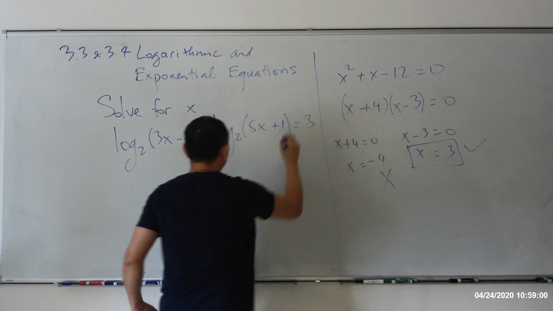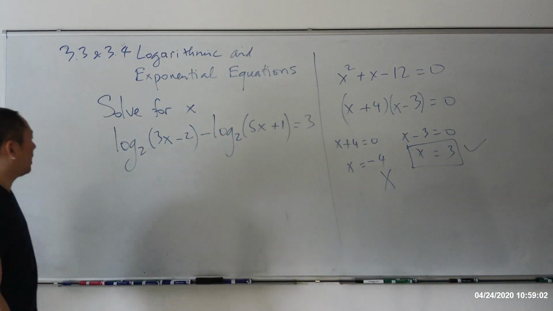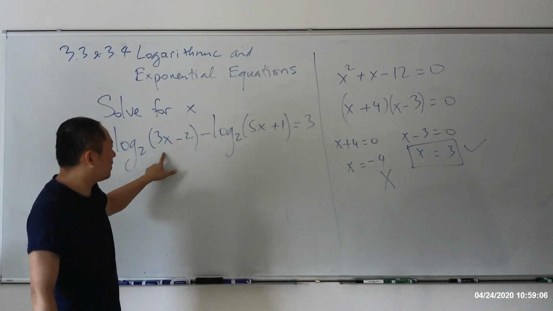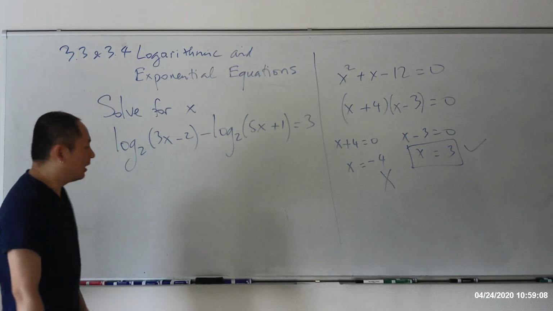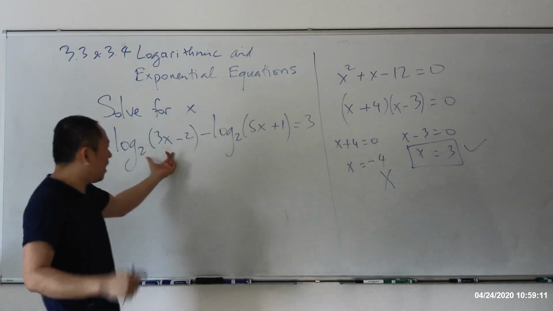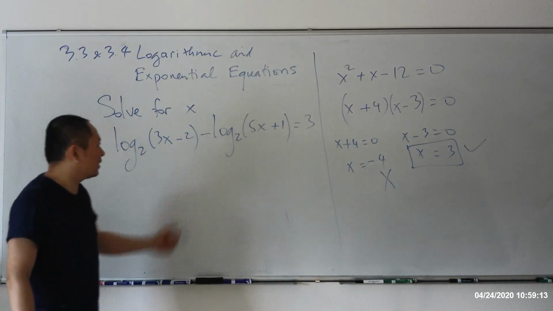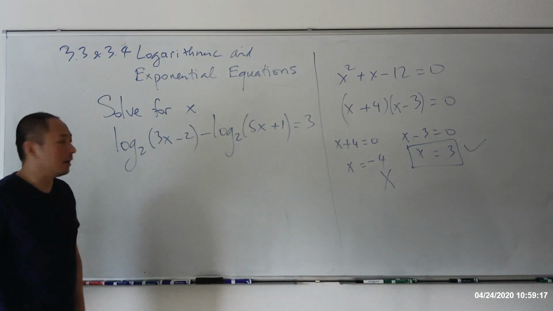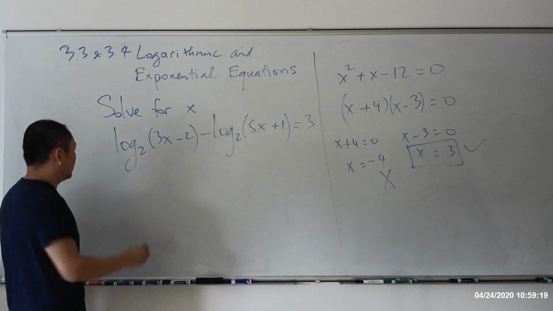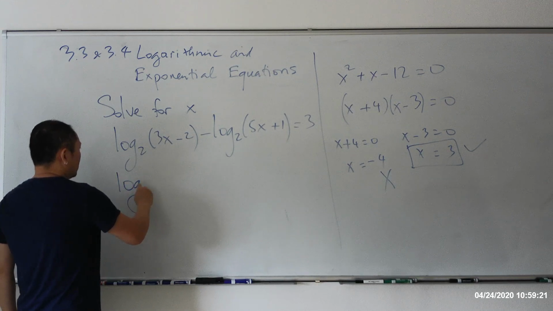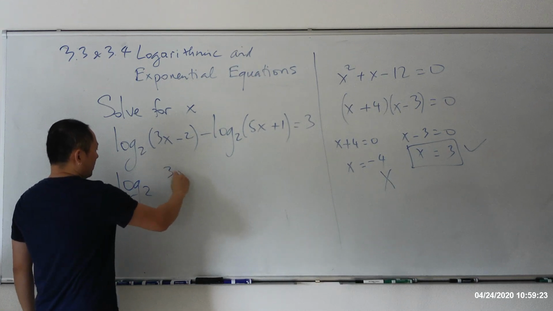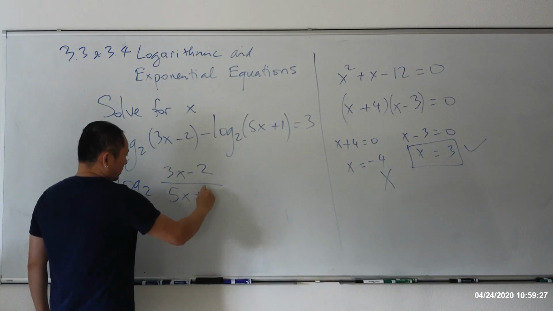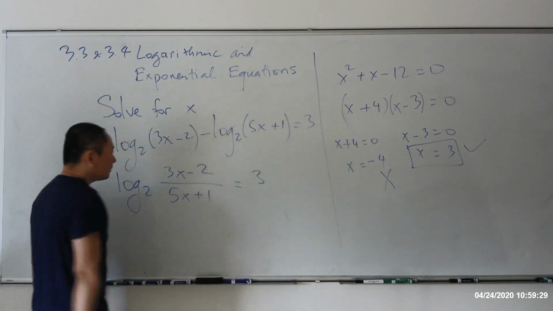Solve first. So in this example right here, we have base 2, but it's not adding two logs anymore. Now what? The first log subtract the second log. According to what we learned before, when you have a log minus another log, you want to combine them together. It doesn't become a product anymore. It becomes a fraction. So this is log base 2 of 3x minus 2 over 5x plus 1 equal to 3.